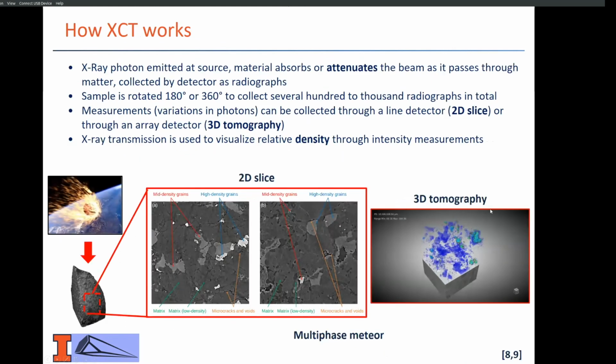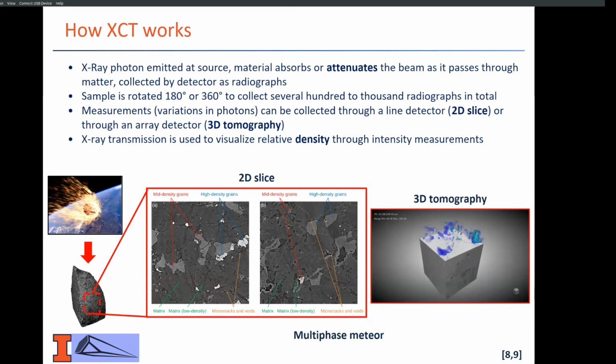Okay, and now talking about how we use micro CT in some of the work that we do. An X-ray is a photon emitted from a source. The material it passes through absorbs or attenuates the beam as it passes through the matter, and then it's finally detected by the detector as radiographs. The sample is rotated 180 or 360 degrees to collect several hundred or even thousands of radiographs in total. Measurements of the variation in photons can be collected through a 2D or just a line detector, or through a 3D array, which is how we do our 3D tomography. Primarily, we use it to visualize the relative density through intensity measurements.